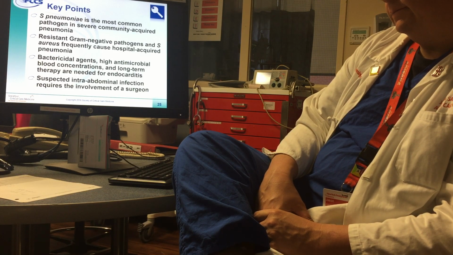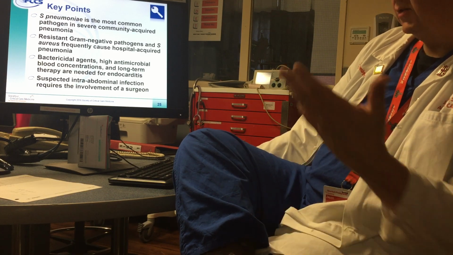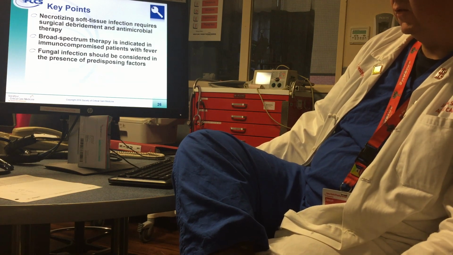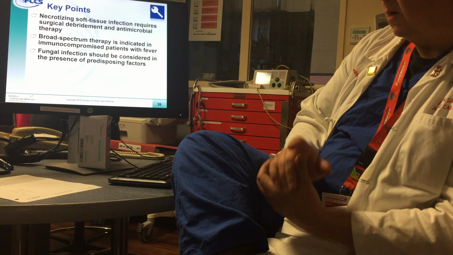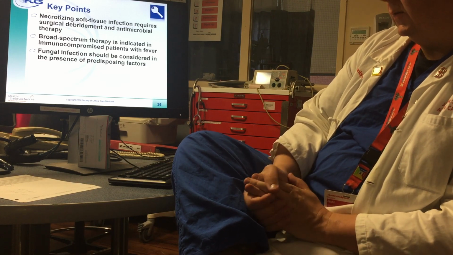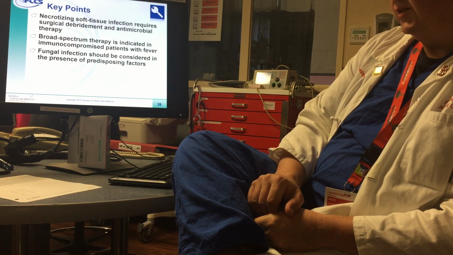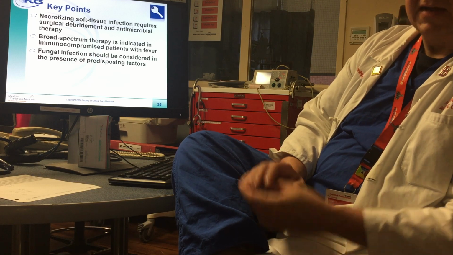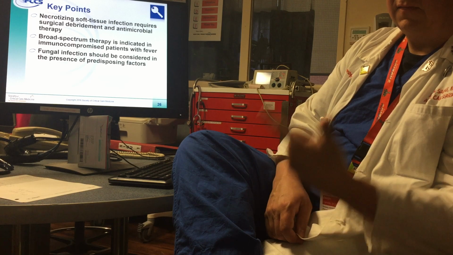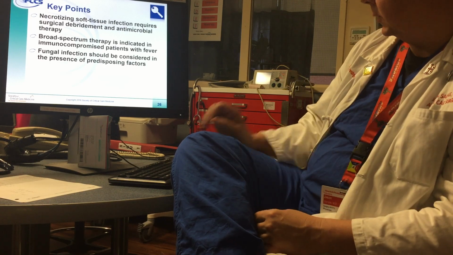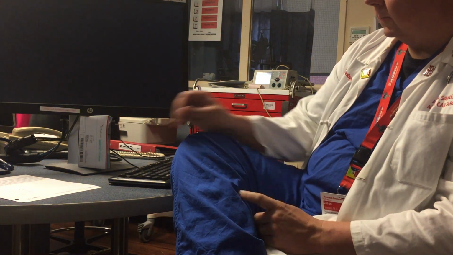What else? Suspected intra-abdominal infection and soft tissue infection should involve a surgeon early. You need to be a little bit broader, a little bit more aggressive in immunocompromised patients. And then we think about fungal infection in patients with predisposing factors, on and off antibiotics in the hospital for a while, immunocompromised, TPN, things like that, okay? Okay, good.